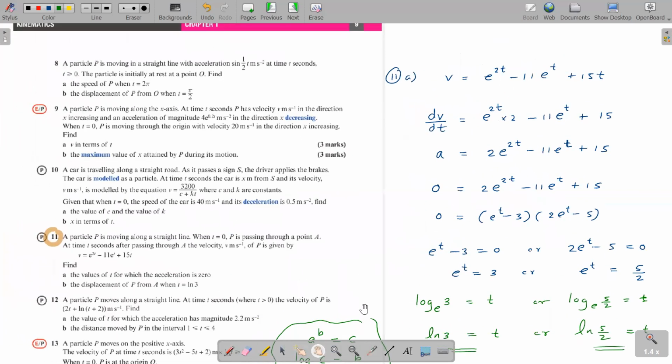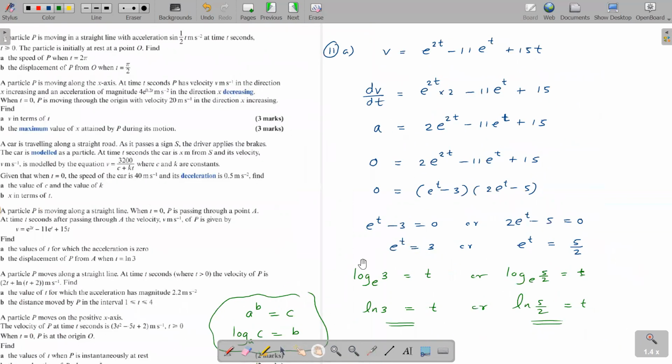Okay, next part. The next part they say find the displacement of P from A when t is ln 3. Okay, you're supposed to find the displacement of P from A when t is ln 3. Remind me again, how do I go to the displacement?